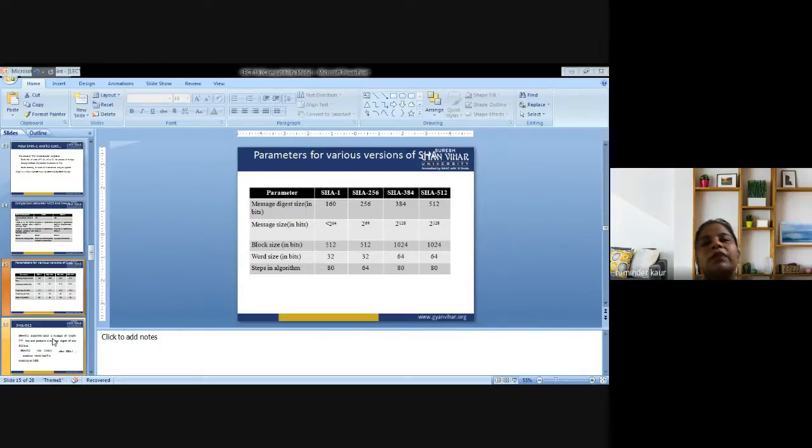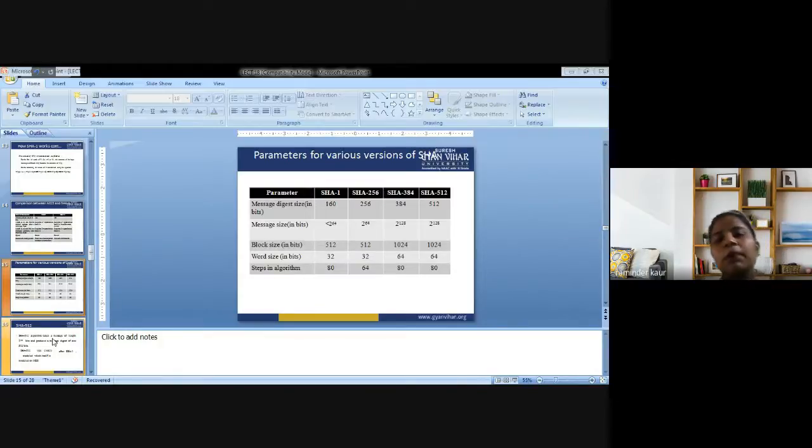So next is a comparison of various parameters concerning various versions of SHA. There are various parameters given in the parameter block, and we can compare SHA1, SHA256, SHA384, SHA512. So what is basically the message digest? This is the first parameter.